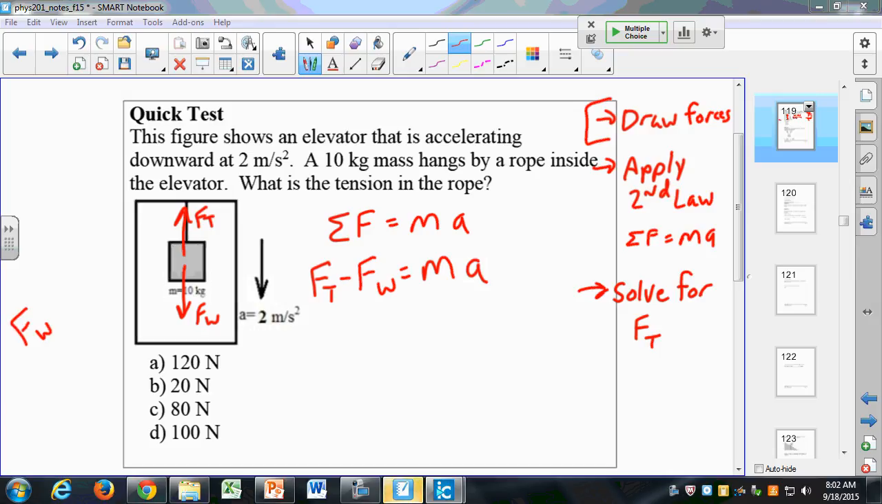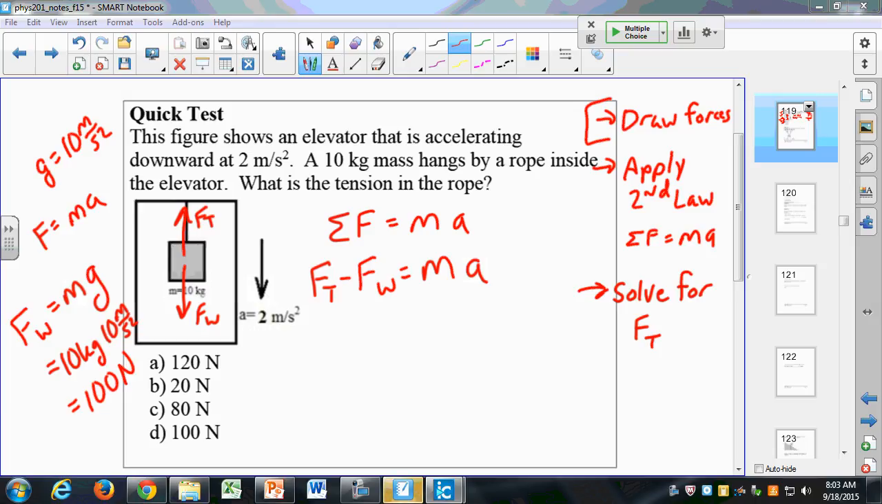But here, the weight is equal to the mass times the acceleration due to gravity. This is really just Newton's second law. It's F equals ma, right? But I know that my acceleration due to gravity is equal to g, which is negative, or is 10 now. I'm going to let g equal 10 meters per second squared. And so my weight then is 10 kilograms times 10 meters per second squared. So it's going to equal 100 newtons.